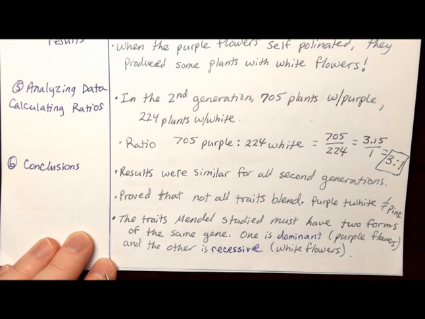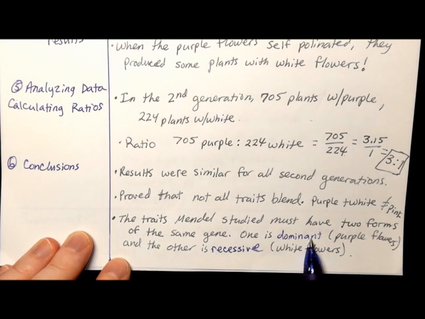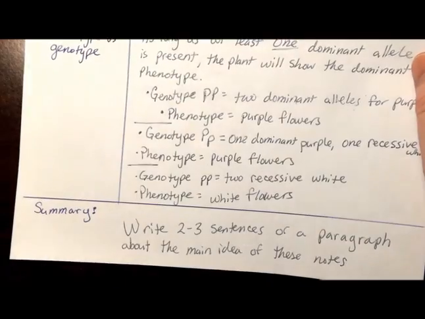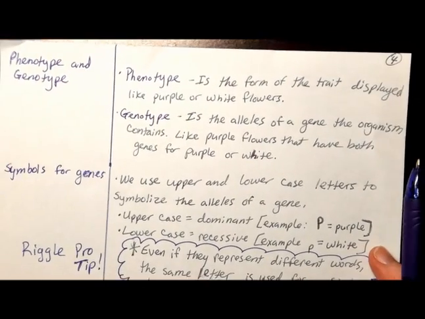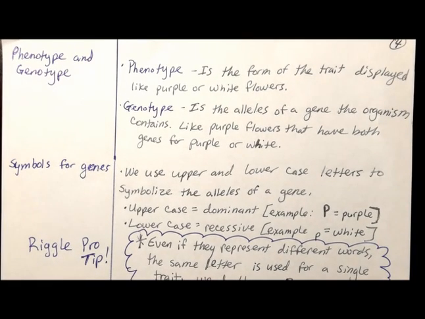No in between. So the traits that Mendel studied must have two forms of the same gene. One of them is dominant, like purple flowers, and the other is recessive, like the white flowers. So this brings us to phenotype and genotype.